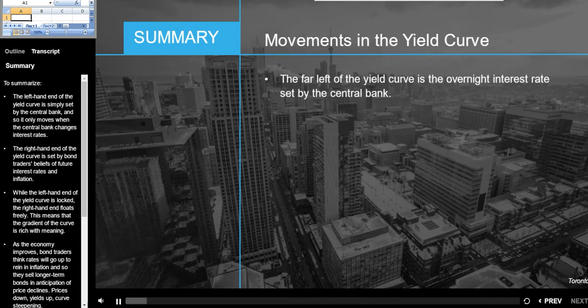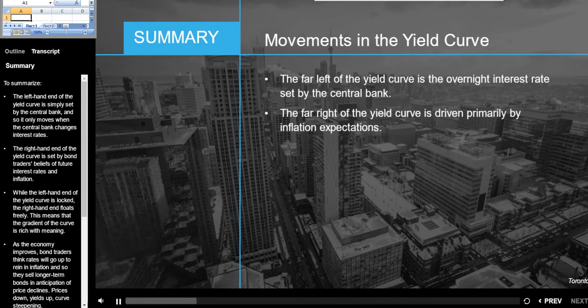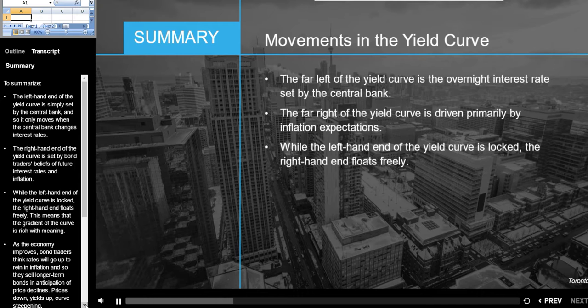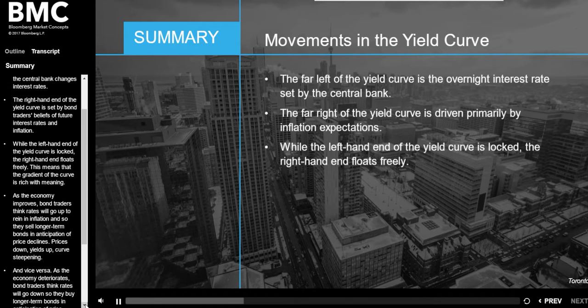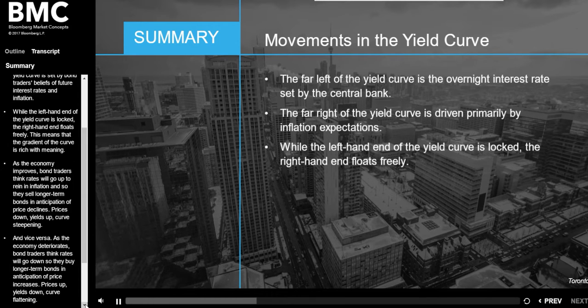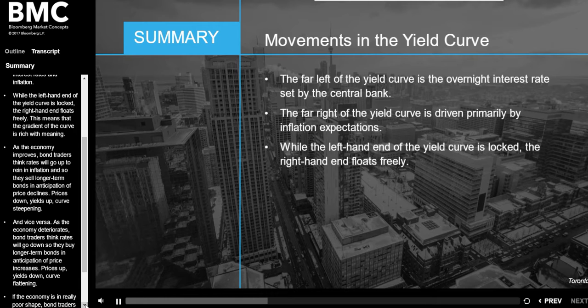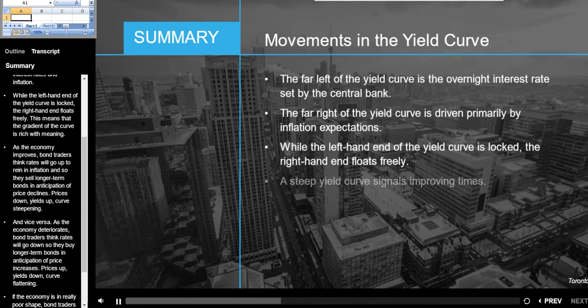To summarize, the left-hand end of the yield curve is simply set by the central bank, and so it only moves when the central bank changes interest rates. The right-hand end of the yield curve is set by bond traders' beliefs of future interest rates and inflation. While the left-hand end of the yield curve is locked, the right-hand end floats freely. This means that the gradient of the curve is rich with meaning.